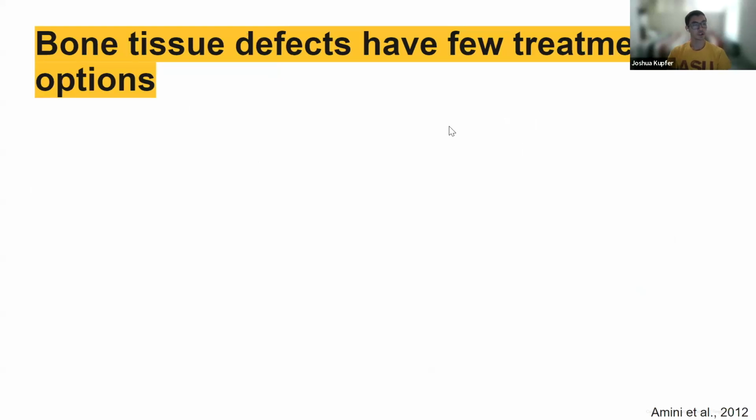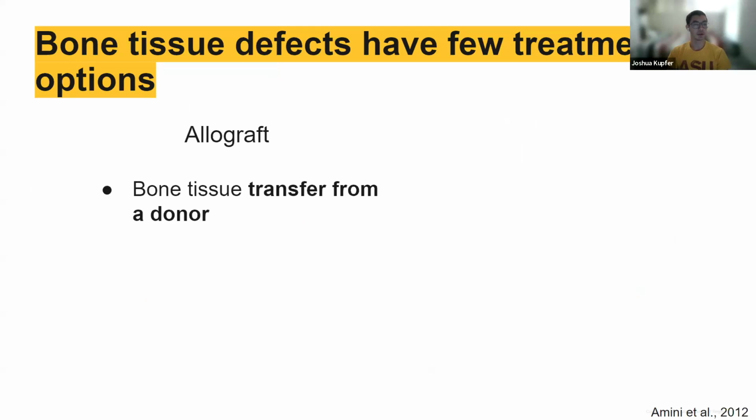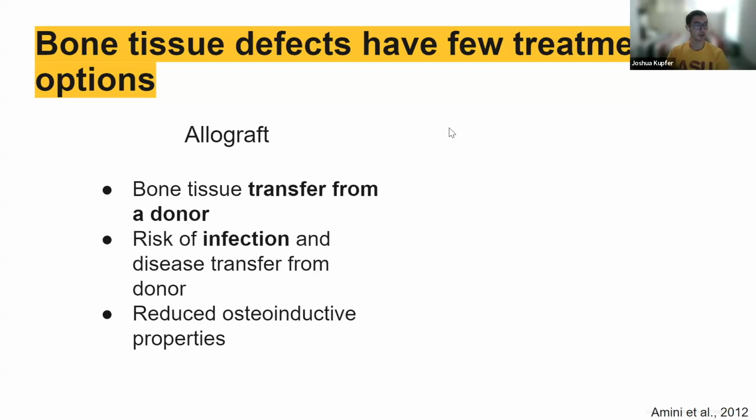Currently, there are a few treatment options for bone tissue defects, with two primary choices. The first of these is an allograft. An allograft is a bone tissue transfer from a donor to the patient and carries a risk of infection and disease transfer, while also having reduced osteoinductive properties.